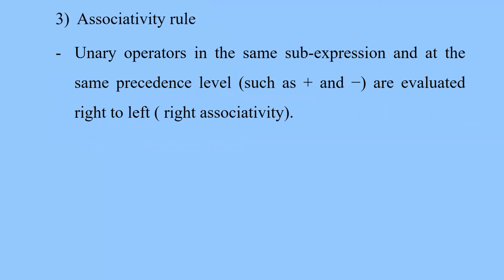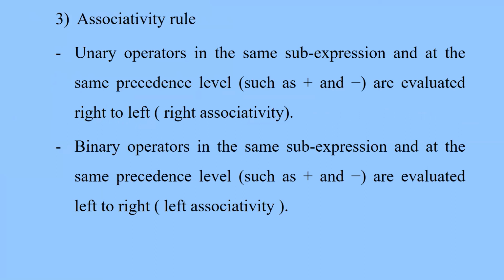The third rule is called the associativity rule. It states that unary operators in the same sub-expression and at the same precedence level are evaluated from right to left. We call that right associativity. Binary operators in the same sub-expression and at the same precedence level, such as addition and subtraction, are evaluated left to right. We call that left associativity.